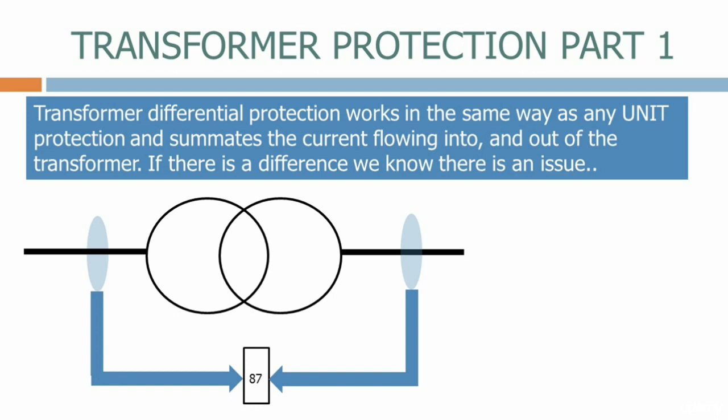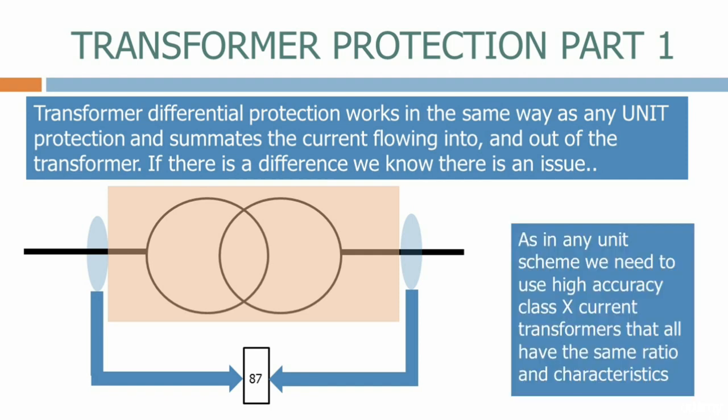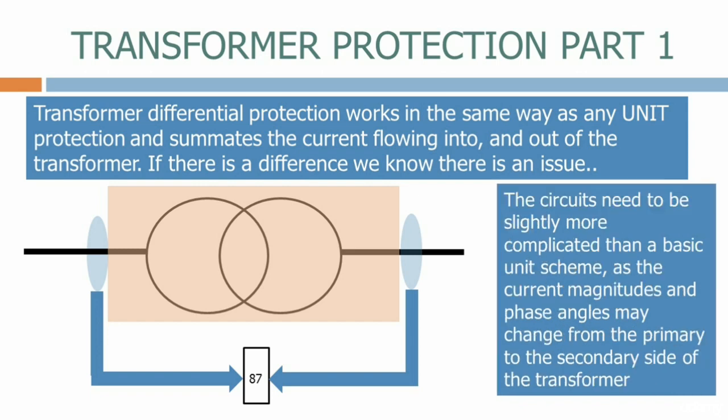The current transformers form what we call a protection zone, with the transformer being monitored being inside the zone. As in any unit scheme, we need to use high-accuracy, Class X current transformers that all have the same ratio and characteristics. The circuits need to be slightly more complicated than a basic unit scheme, as the current magnitudes and phase angles may change from the primary to the secondary side of the transformer.